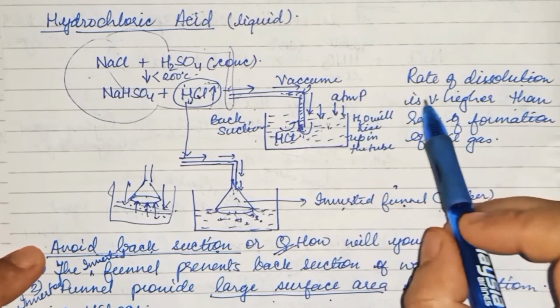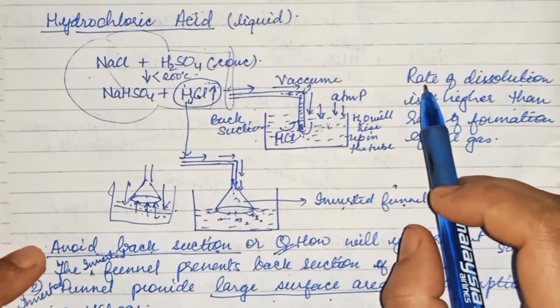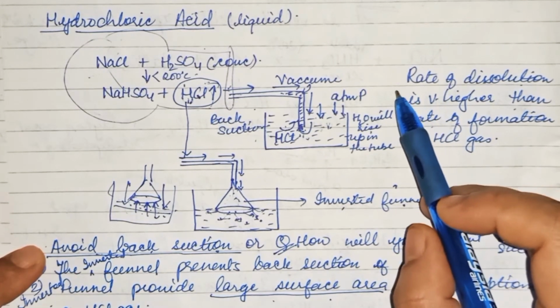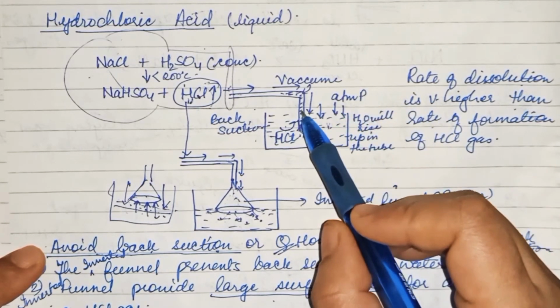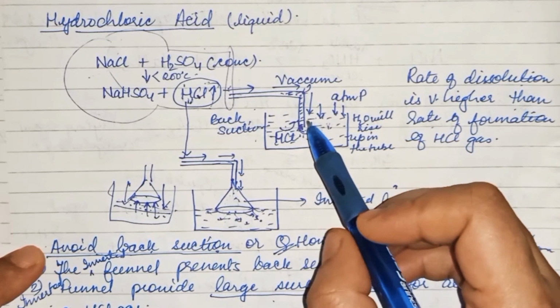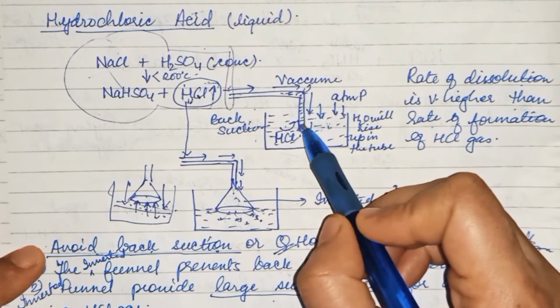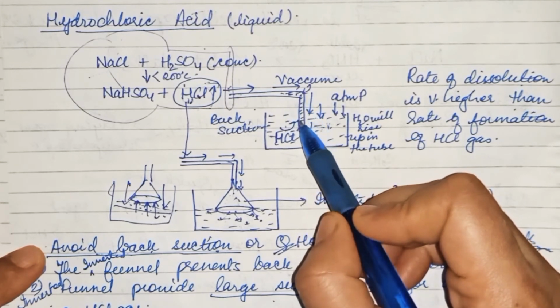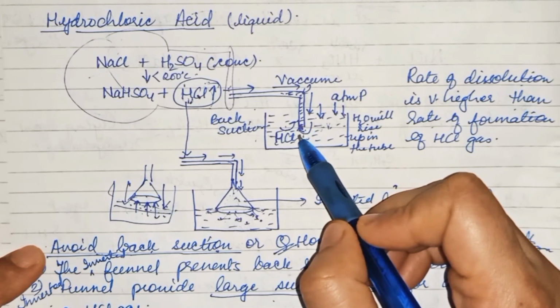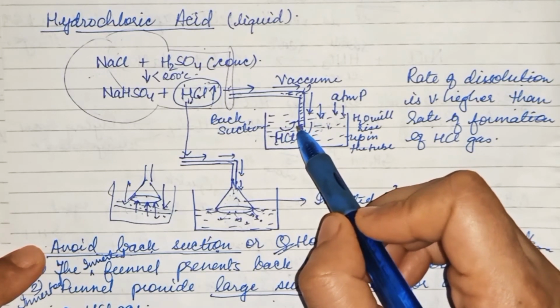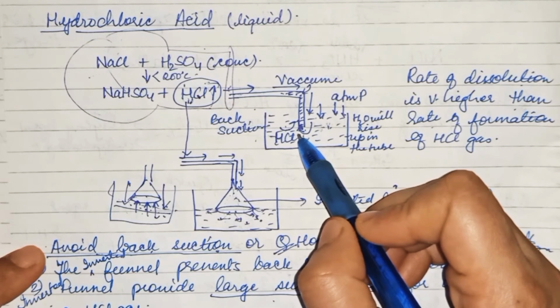You all know, children, that HCl gas is highly soluble in water. That we have done in the fountain experiment. So here, the gas will come through the pipe or tube and dissolve here very fast. The rate of dissolution of HCl gas will be very fast.